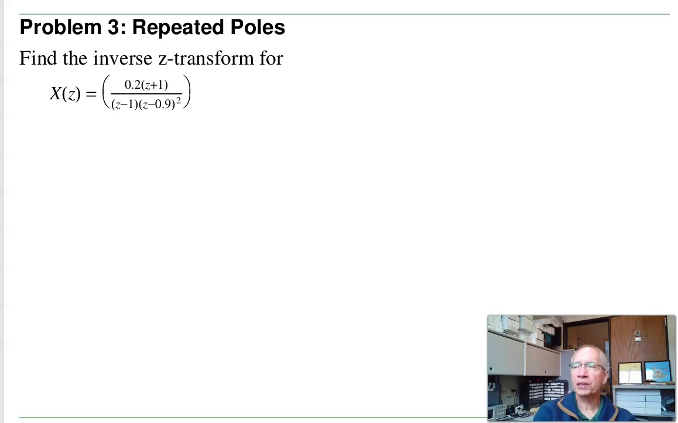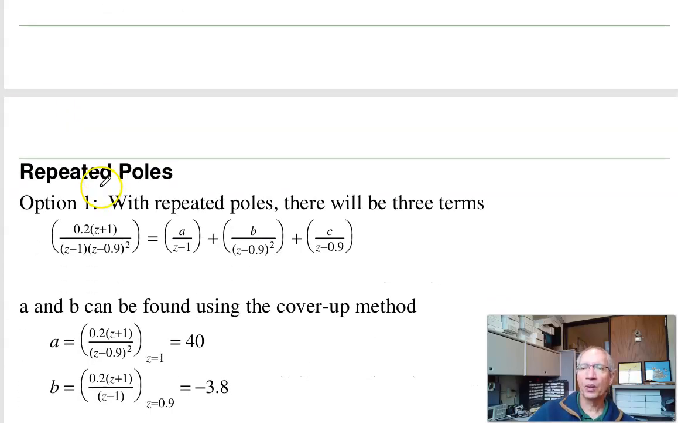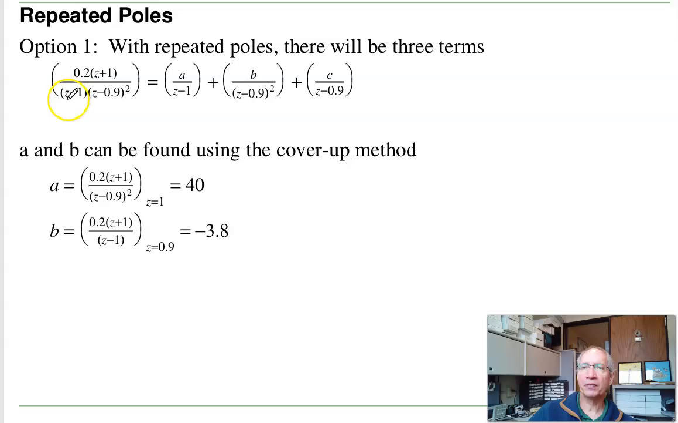Now sometimes you have repeated poles. If you have repeated poles, same procedure. With repeated poles, I'm going to have something over z minus 1, something over z minus 0.9 squared, and there'll be a third term. You can have something over z minus 0.9. So keep on reducing the powers until I get to 1 and stop. So there'll actually be 3 terms in the partial fraction expansion here.